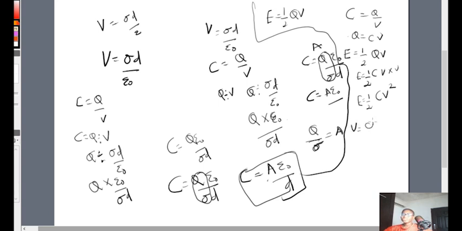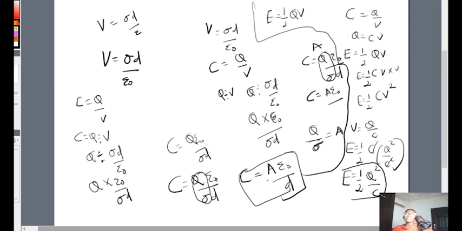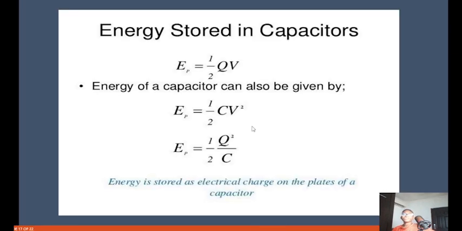Also, our V can be Q over C, right? So let's put that into this equation. We have that our E will be equal to 1 over 2 C, then V, which is now squared, will be Q squared over C squared. So if one C cancels one C, our E will be equal to 1 over 2, we still have our Q squared, over C. And these are the formulas for the energy stored in a capacitor. So that's how to get all the formulas.